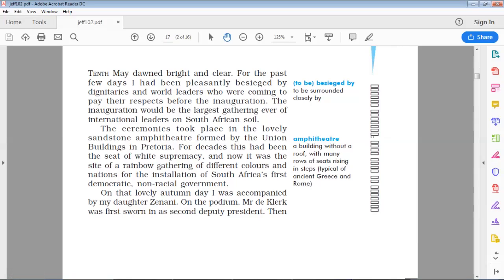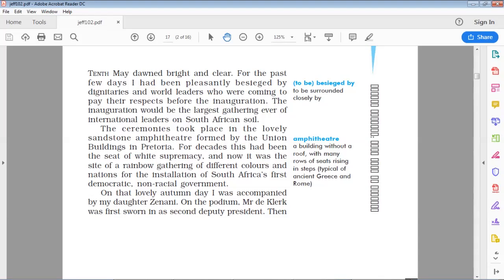So many people from various countries surrounded him. Besieged means to be surrounded closely by these dignitaries and world leaders. They surrounded Nelson Mandela to pay respect before the inauguration started. The inauguration would be the largest gathering ever of international leaders on South African soil. So this was the first time people of different countries gathered together.